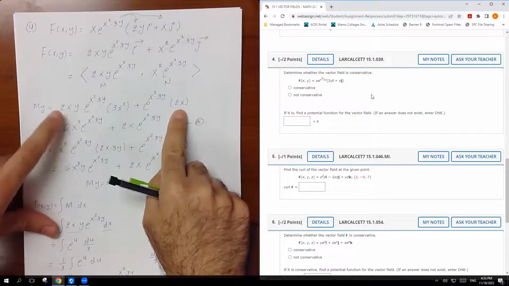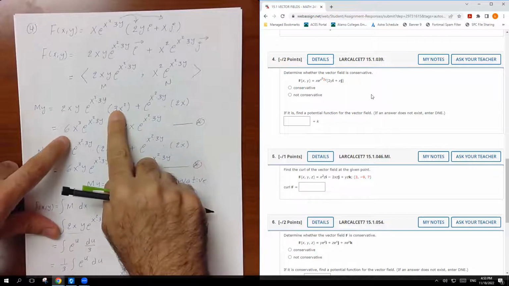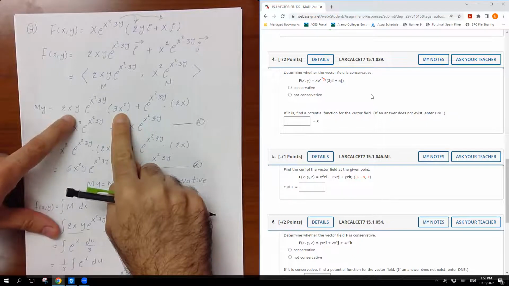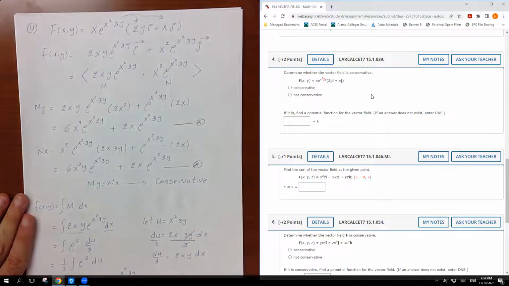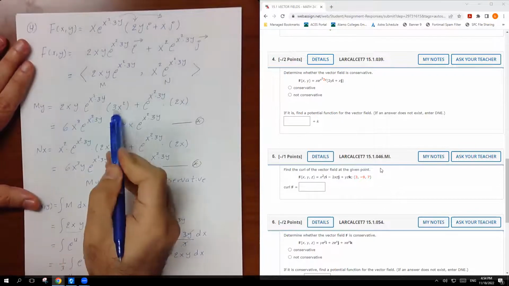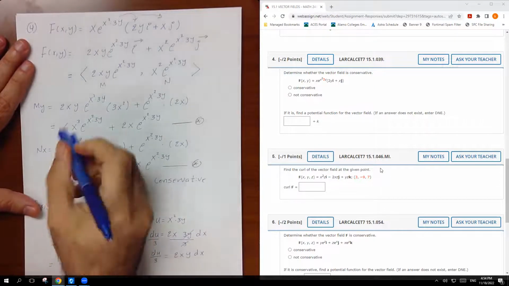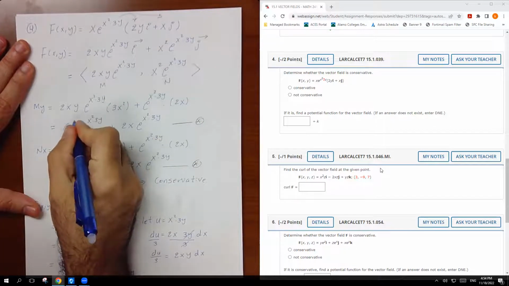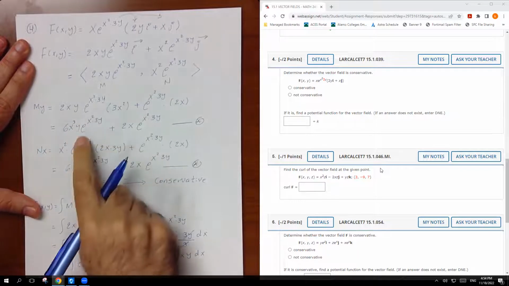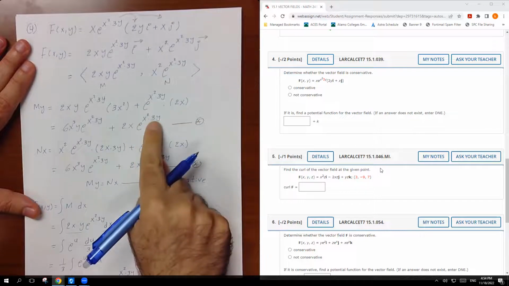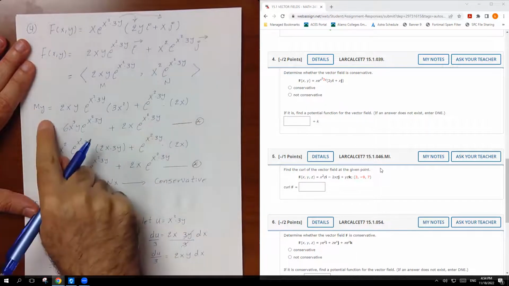Now, 2x times 3x squared is going to be 6x cubed, and here is the y, e to the x squared 3y, plus 2x e to the x squared 3y. So this is the m sub y.